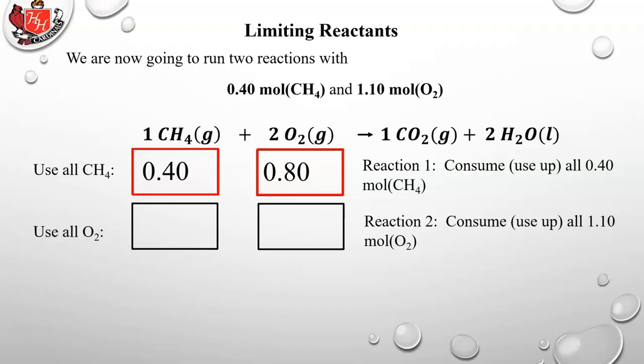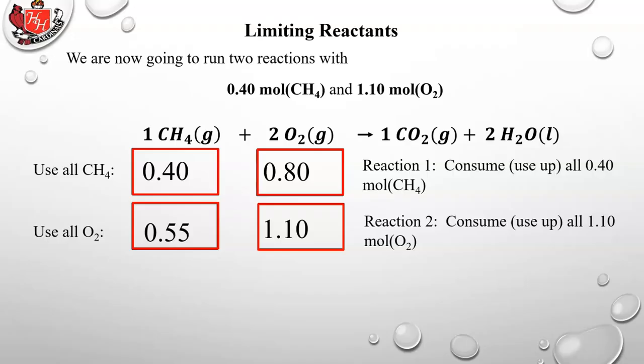Now we're going to go down below and see what it takes to consume, or to react, all of the O2. And up above it says that we have 1.1 moles of O2. So we put that in the row that uses all the O2, that's all we have, and in the column that says O2. Then we have to work backwards and figure out how many moles of CH4 we need, and it's going to be half as much. So we're going to go ahead and put that there. So half of 1.10 is 0.55.